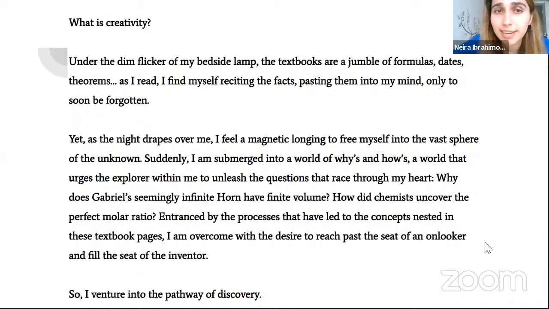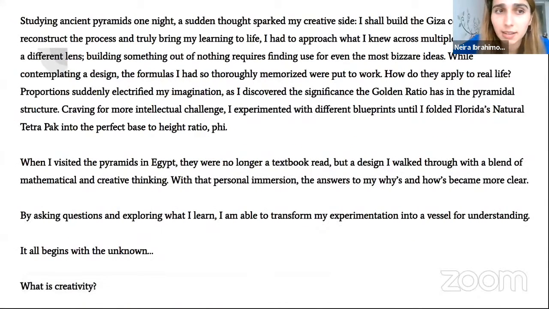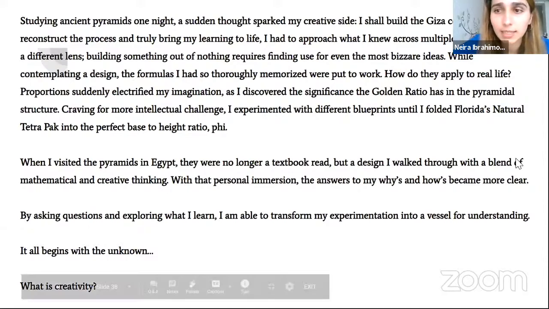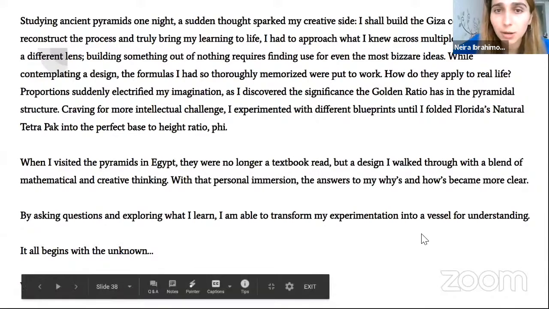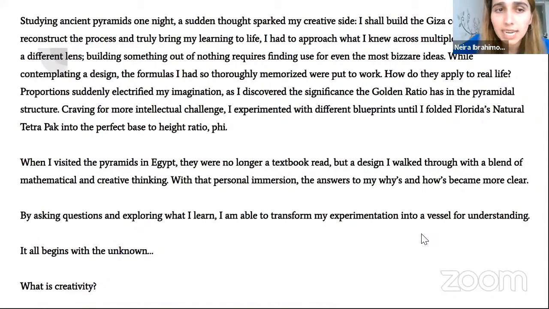Studying ancient pyramids one night, a sudden thought sparked my creative side. I shall build the Giza complex. To reconstruct the process and truly bring my learning to life, I had to approach what I knew across multiple subjects through a different lens. Building something out of nothing requires finding use for even the most bizarre ideas. While contemplating a design, the formulas I had so thoroughly memorized were put to work. How do they apply to real life? Proportion suddenly electrified my imagination as I discovered the significance the golden ratio has in the pyramidal structure.